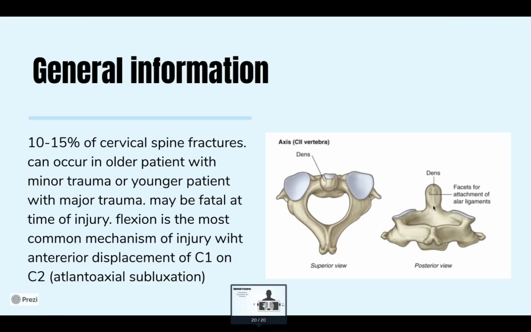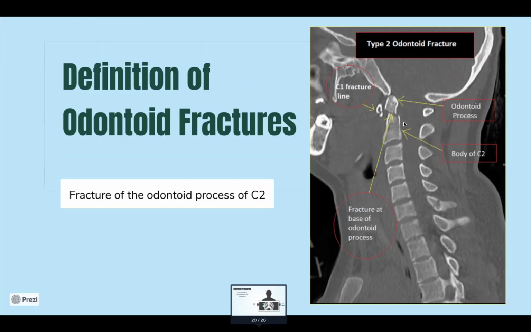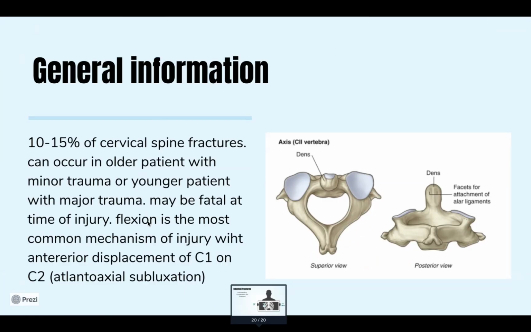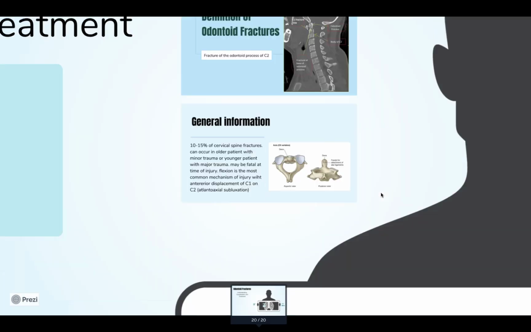It can happen in the young and in the elderly as well. In the elderly, even after minor trauma, if they've had a fall, hit their head. But in the younger ones, it usually involves major trauma, so car accidents or fall from a significant height. Some of these fractures can be fatal at the time of injury, because if you imagine, you've got your spinal cord and brainstem, and thus risk of injury to those structures can be quite fatal. Patients are usually flexed at the time of their injury, and they usually have anterior displacement of the C1 to C2 called atlantoaxial subluxation.